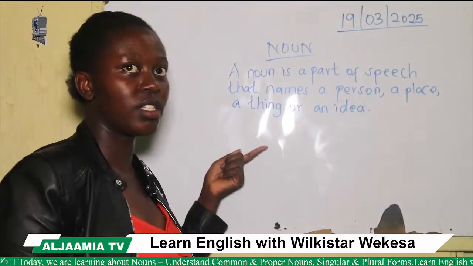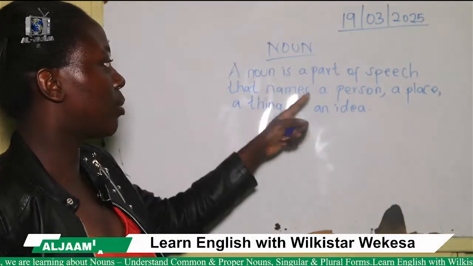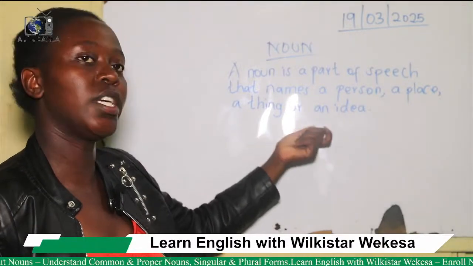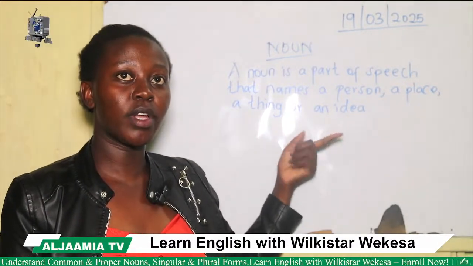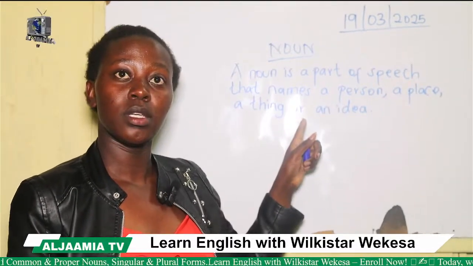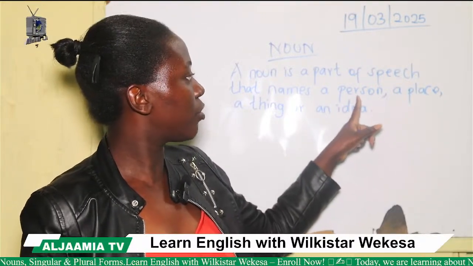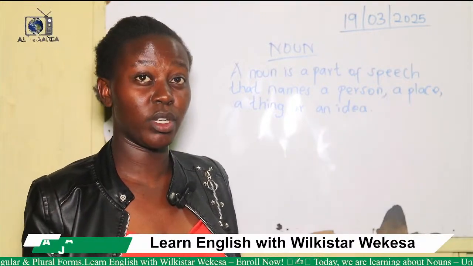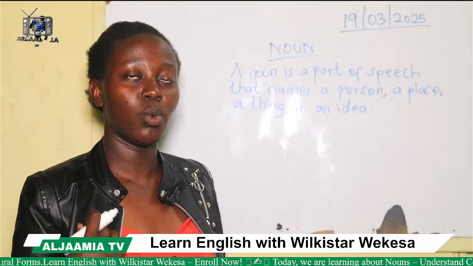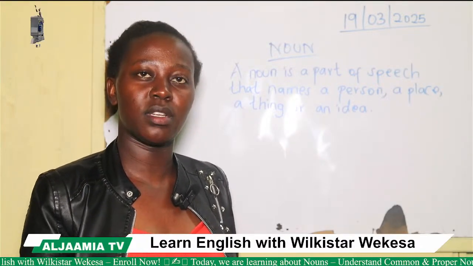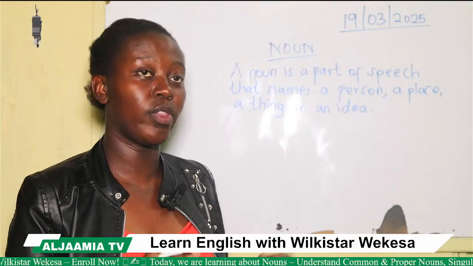So this is the definition of a noun. A noun is a part of speech that names a person, a place, a thing, or an idea. And now we have examples of this definition. Under the person, the type of noun is the name of a person. So for example, Wilkistar is a noun. We have teacher is a noun. Baby is a noun. Doctor is a noun under the person.